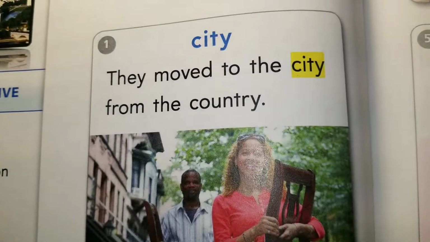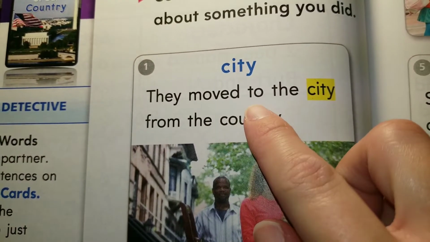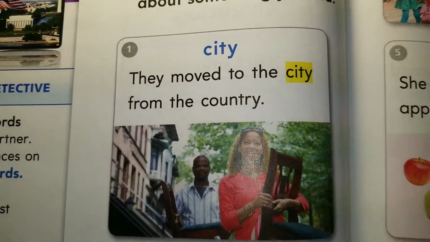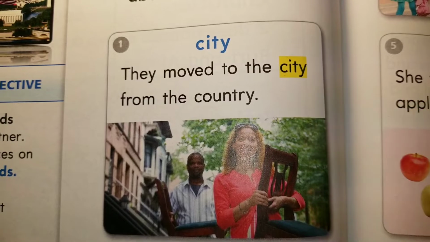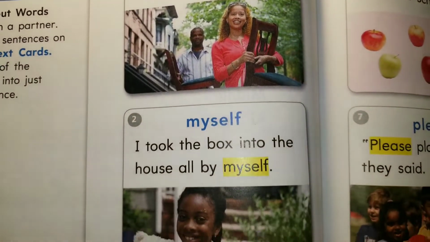Our first word, boys and girls, is city. And it says they moved to the city from the country. So here we have the word city. That's number one. Let's take a look at number two now.